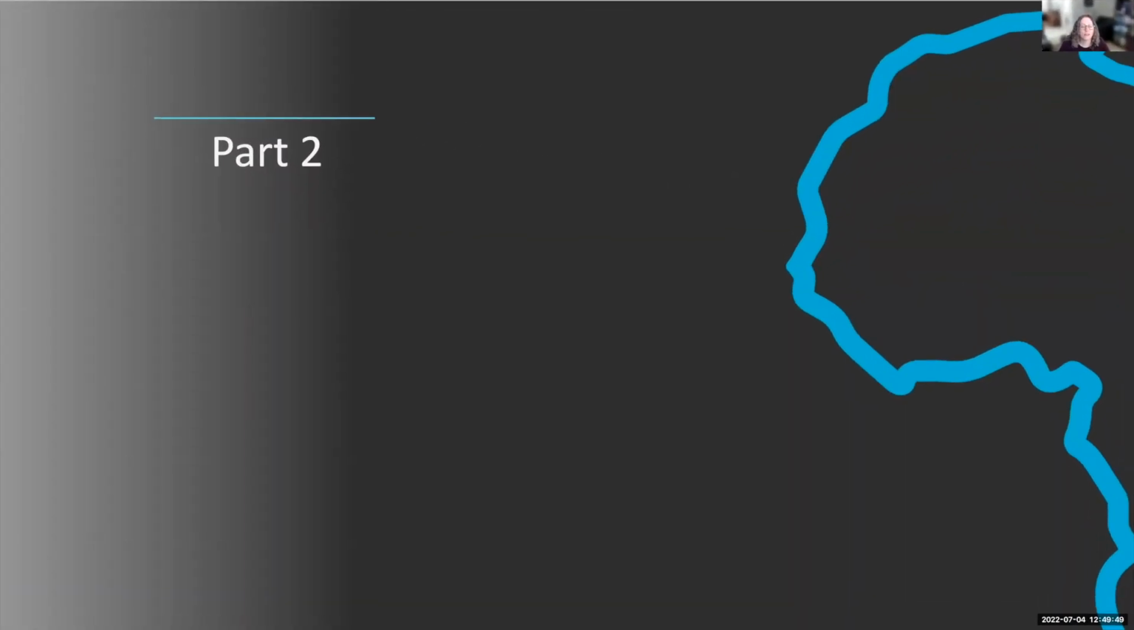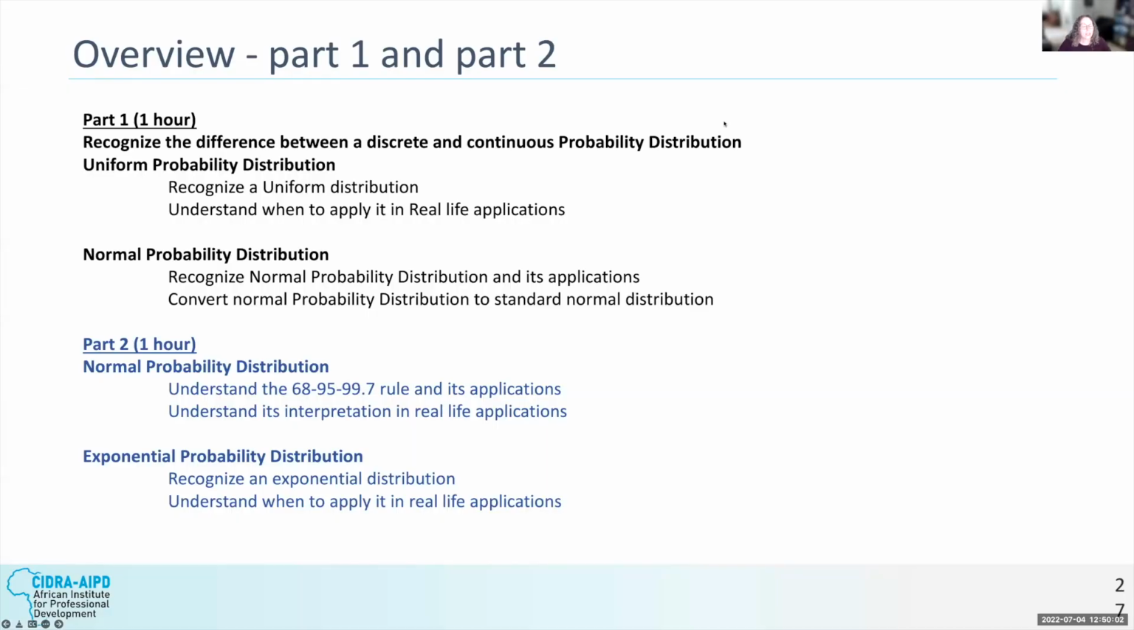Well done. We have now reached part 2 of the module on continuous probability distributions. For this second part, we will be looking at the normal probability distribution a little more. We're going to look into the 68, 95, 99.7 rule and its applications, and understand its interpretation in real-life applications. We are also going to look at the exponential probability distribution, how to recognize it by its shape, and how to understand when to apply it in real-life applications.